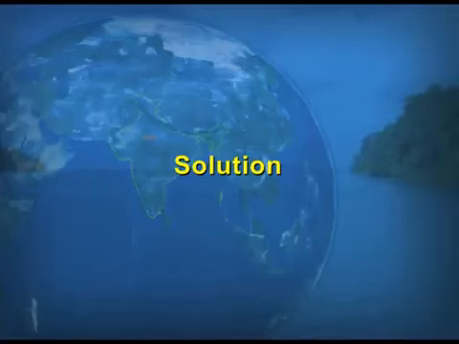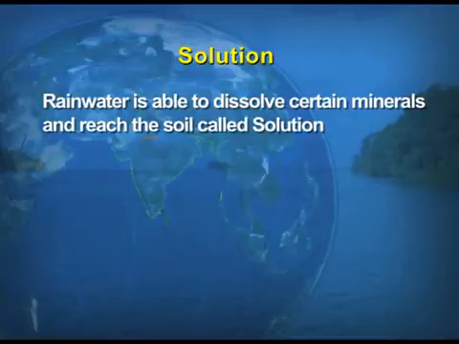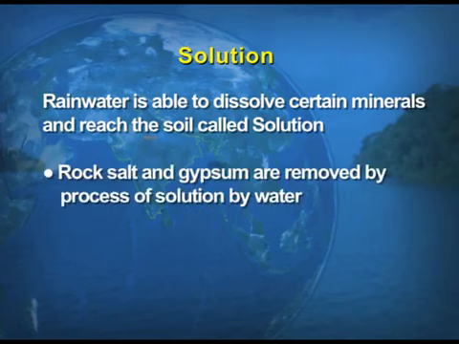And the last is solution. As the name sounds, solution. That means when the soluble minerals get dissolved in water, that is known as solution. So, the rainwater is able to dissolve certain minerals, and they reach the soil, which is called the solution. For example, rock salt and gypsum are the minerals which get easily dissolved in water.